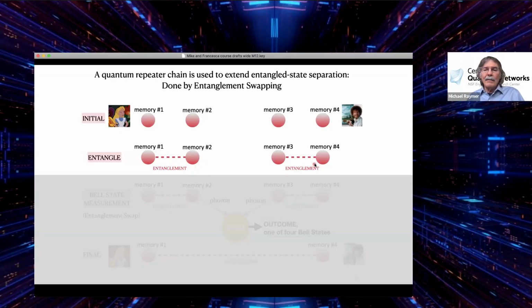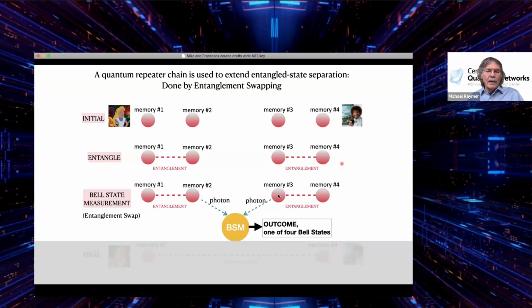At the same time, Bob is doing that with memories 3 and 4. And after a while, he knows that memories 3 and 4 are entangled. Now, the memories might be separated by 10 kilometers, so you don't have to worry too much about photon loss. You just wait until you find entanglement between those pairs. But there's still no entanglement between Alice and Bob, right? So what do we do next?